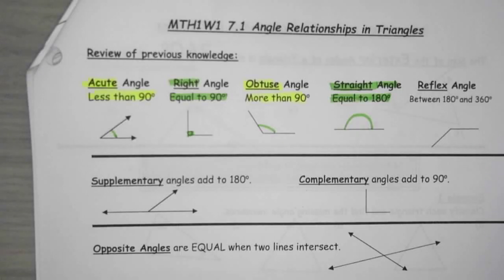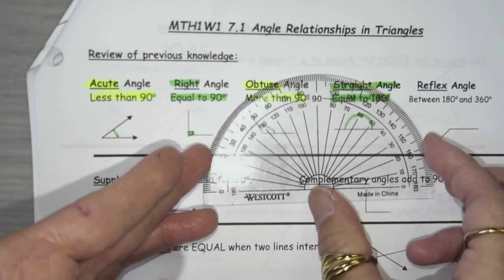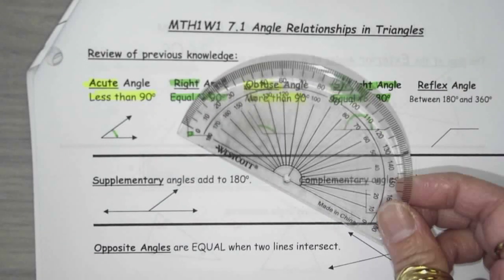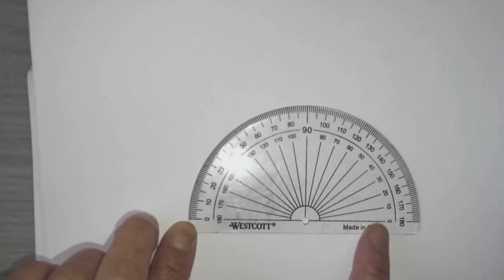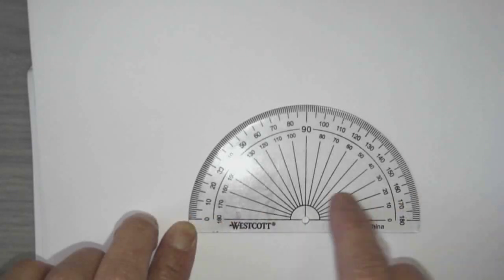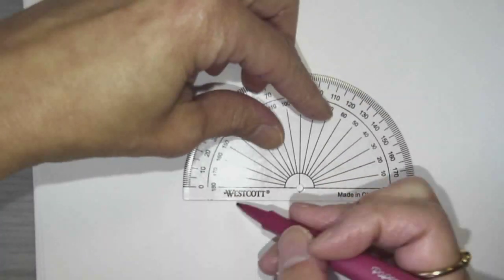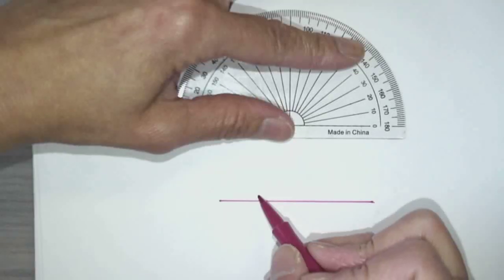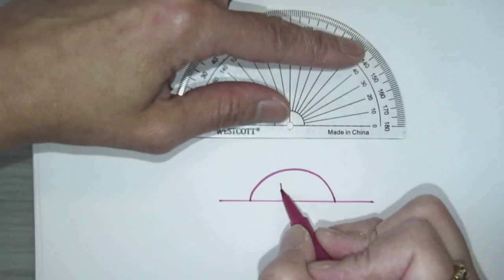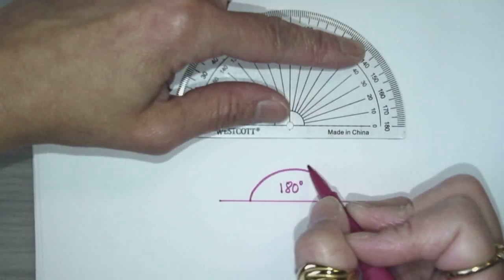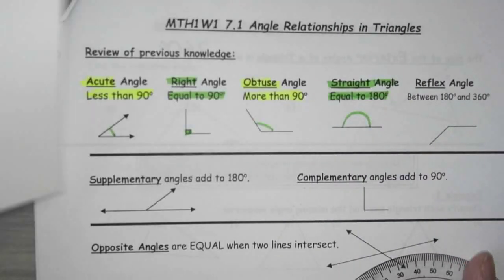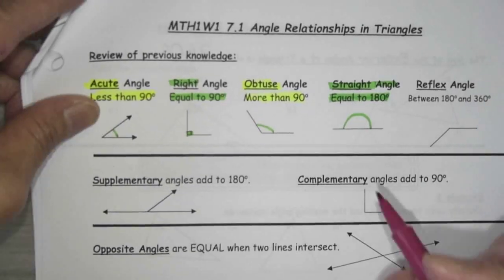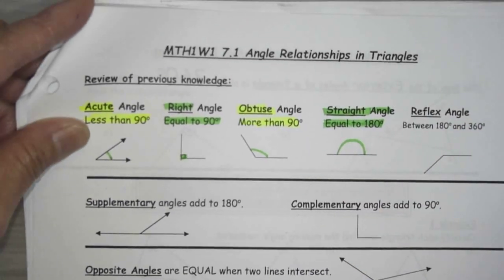What do I mean by protractor? This, right? So this is a protractor. We've seen that before. So this goes from 0 to 180, which means the whole straight line here. If I was to do a straight line like that, that's 180 degrees. This whole arc right here, which matches my protractor, 180 degrees. Okay, so that's a straight angle, equal to 180.